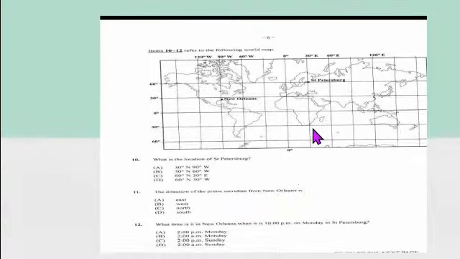So it is 2 p.m. on Monday. We didn't change the day. So this was 10 p.m. in the night, on Monday night. And then we minus our time and we went back to 2 p.m. Monday evening, just the same. So our answer for 12 would have been letter A.